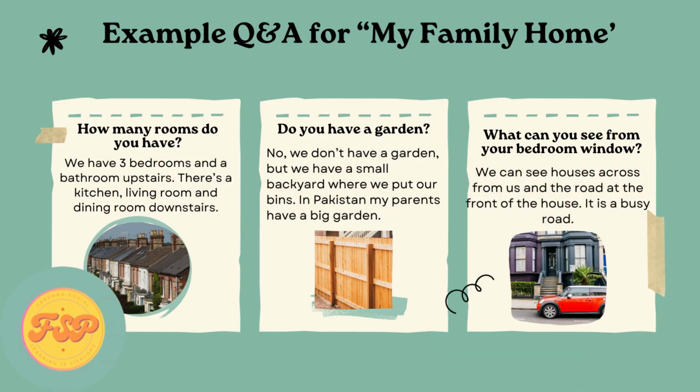How many rooms do you have in your house? And you could answer, we have 3 bedrooms and a bathroom upstairs. There's a kitchen, living room, and dining room downstairs. And then the examiner could say, "Do you have a garden?" And you would answer, "No, we don't have a garden, but we have a small backyard where we put our bins. In Pakistan, my parents have a big garden."